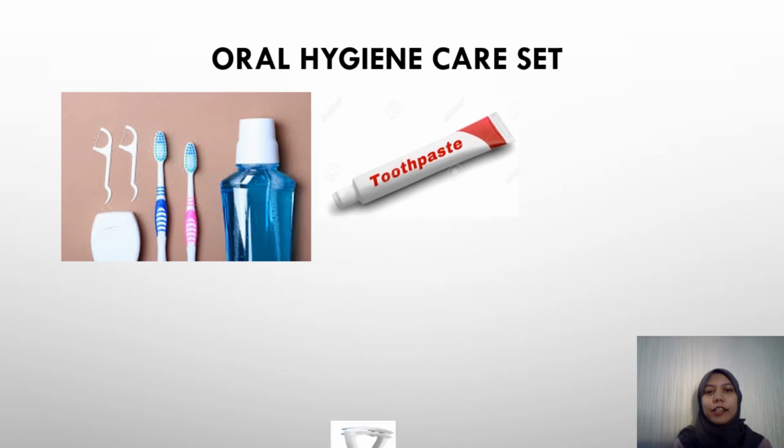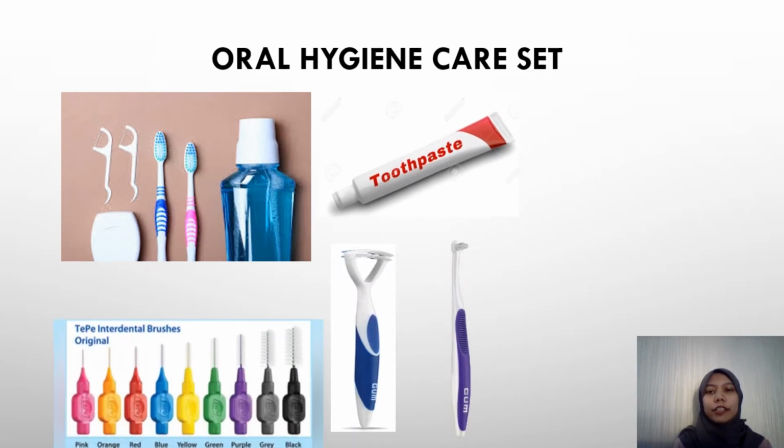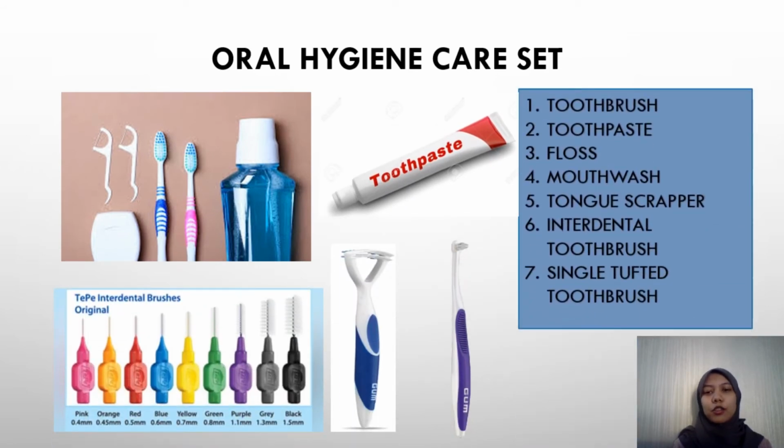Our Dentokit has an oral hygiene care set. The oral hygiene care set consists of a toothbrush, toothpaste, floss, mouthwash, tongue scraper, interdental toothbrush, and single tufted toothbrush. For toothpaste, it must have fluoride to strengthen our teeth. And the interdental toothbrush comes in various sizes, so patients have to use it based on their individual needs.